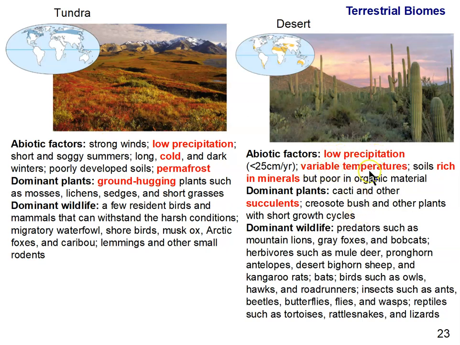So variable temperatures. At night it can get cold in the desert, and even some deserts are relatively cold even in the daytime. Rich in minerals, though, because there's not much rain to wash those minerals away, but poor in organic material. There's not a lot of plant material or living things to die and decompose and add themselves to the soil to add that organic material, because that's where the organic material comes from. And what we see growing here are a lot of succulents. In other words, plants that can store water for themselves for when it's not raining.